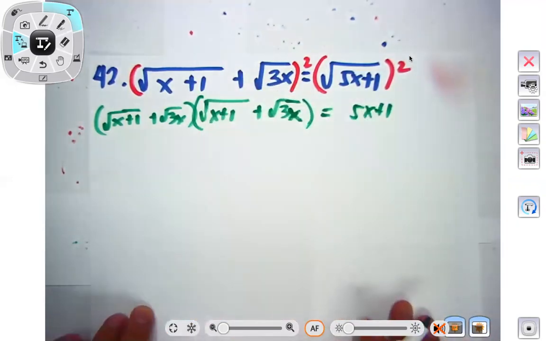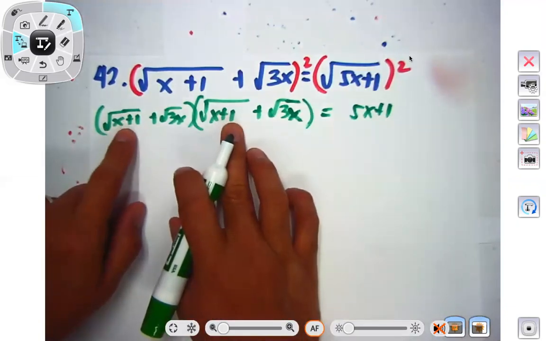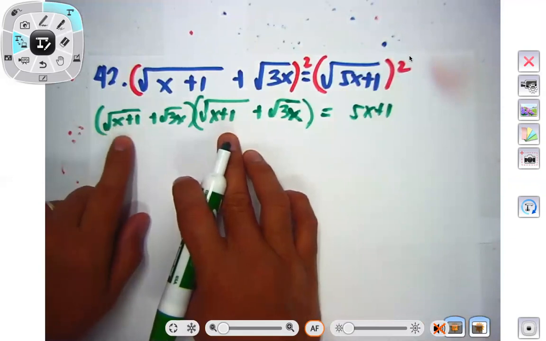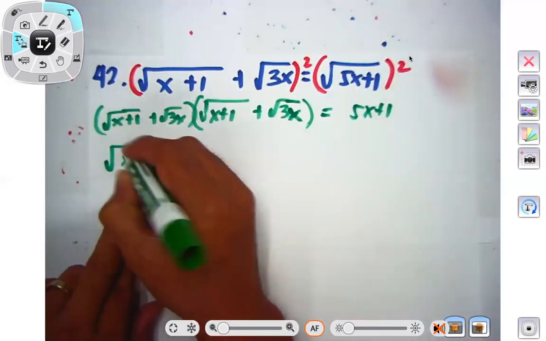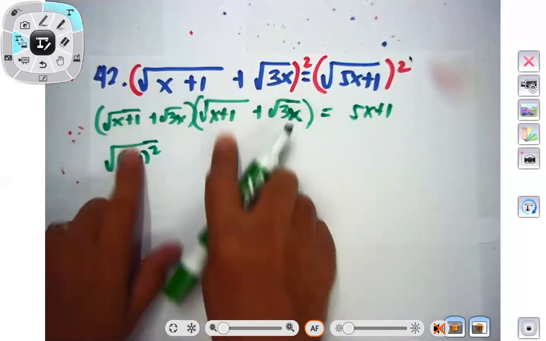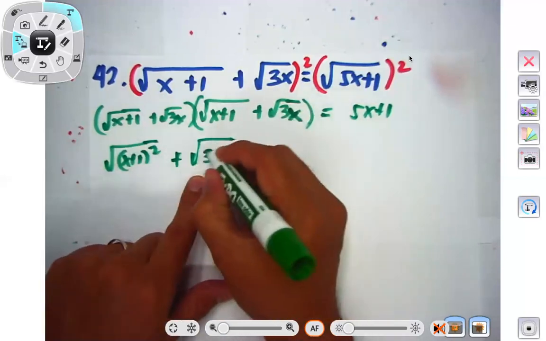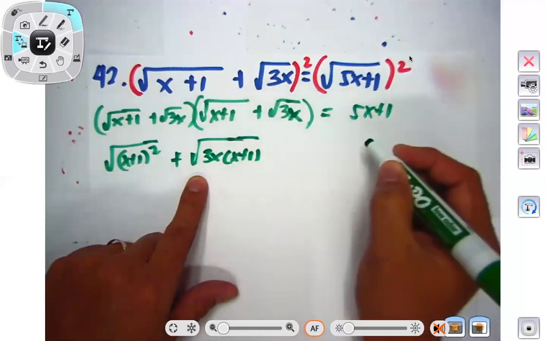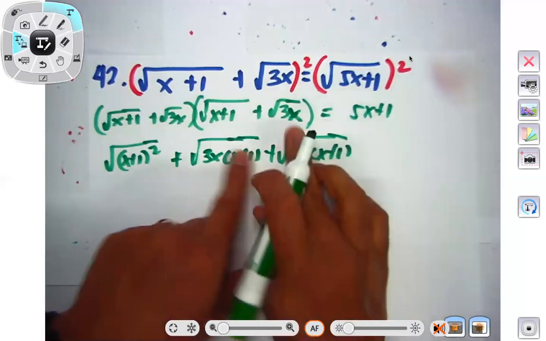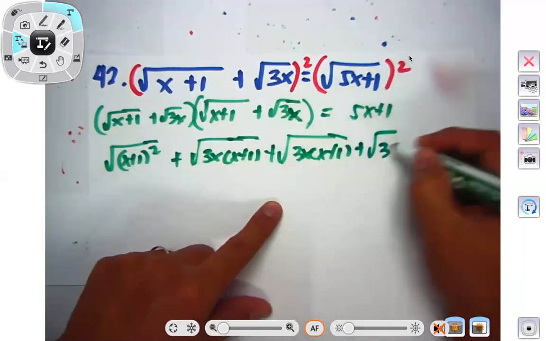All right, let's multiply. Square root of x plus 1 times square root of x plus 1. It's going to be square root of x plus 1 squared, but you will cancel that, right? It's going to be x plus 1. That's the first term, okay? And then outer. It's going to be square root of 3x times x plus 1. And this, it's the same. It's going to be square root of 3x times x plus 1. And then last term, square root of 3x times square root of 3x. It's going to be square root of 3x quantity squared.